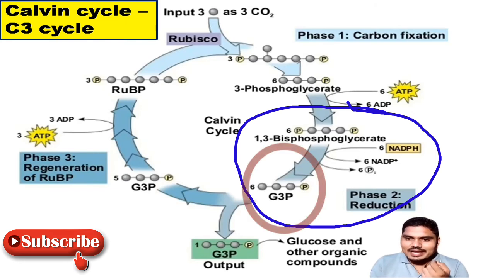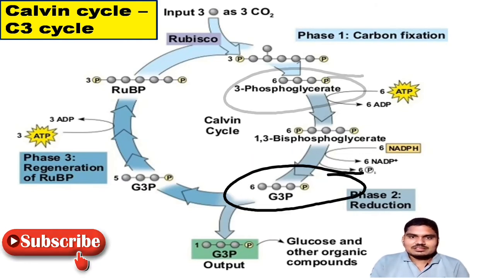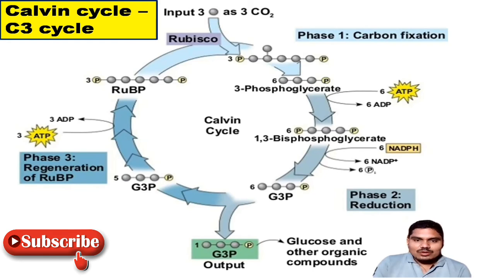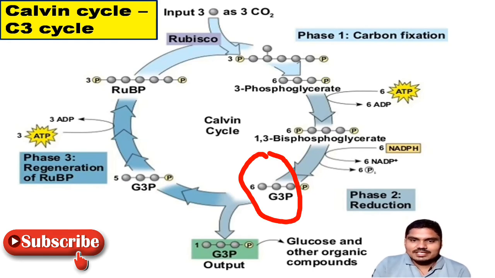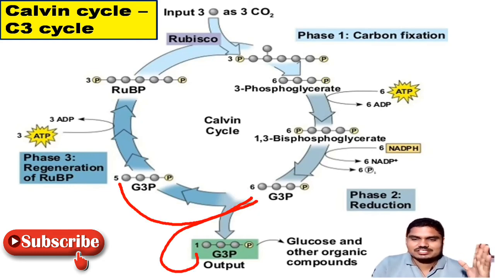Here the glyceraldehyde 3-phosphate means it lost the one oxygen atom. That is the difference between 3-phosphoglycerate and glyceraldehyde 3-phosphate. Out of 6 glyceraldehyde 3-phosphate, one glyceraldehyde 3-phosphate will enter the glucose formation, and the remaining 5 glyceraldehyde 3-phosphate enter the regeneration process.